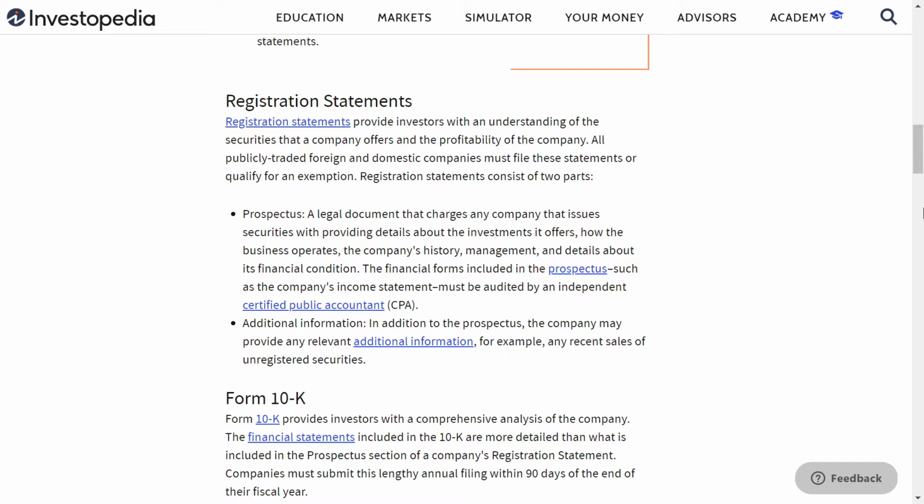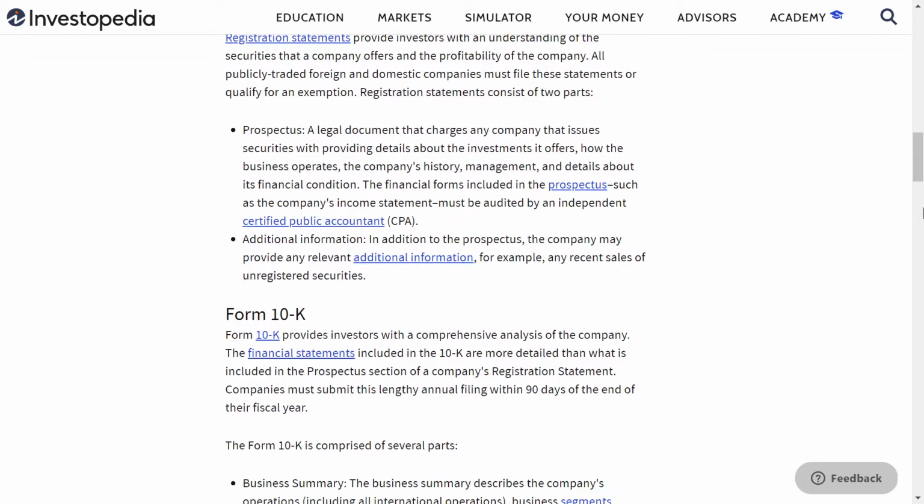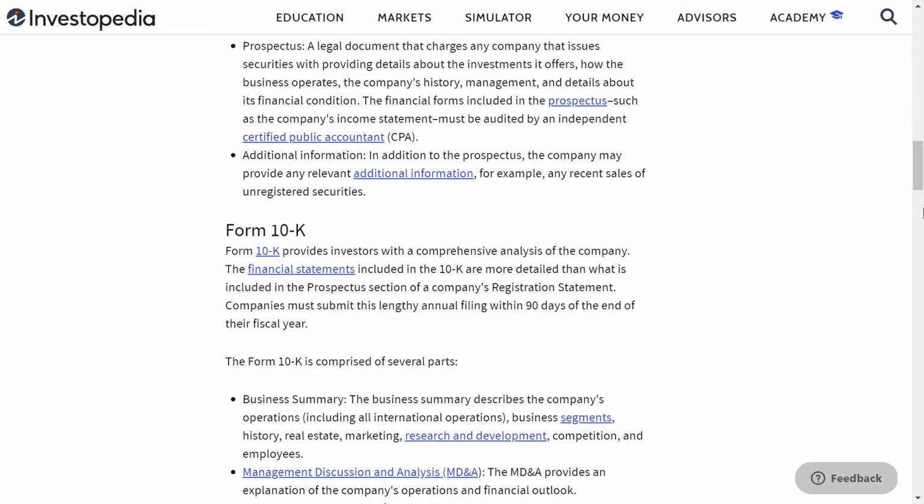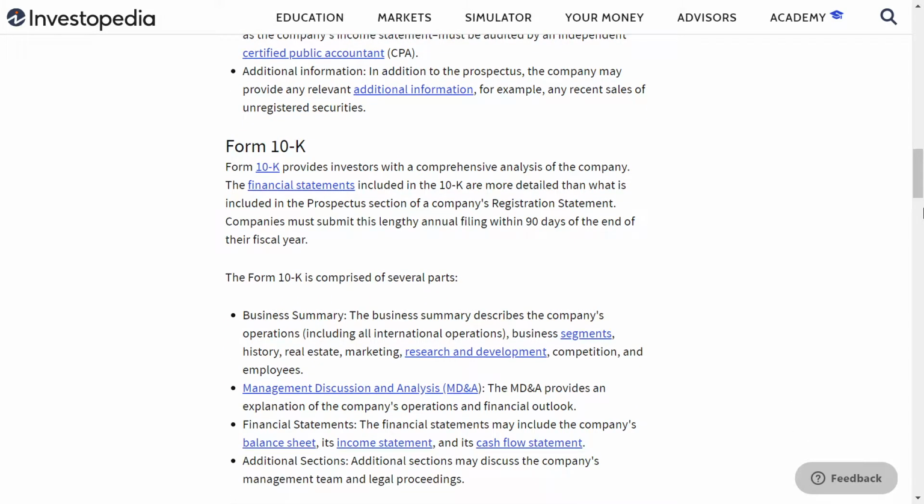Prospectus, a legal document that requires any company that issues securities to provide details about the investments it offers, how the business operates, and so on. All the basics, as you can see. Then additional information. In addition to the prospectus, the company may provide any relevant information, for example, any recent sales of unregistered securities, so on and so forth.